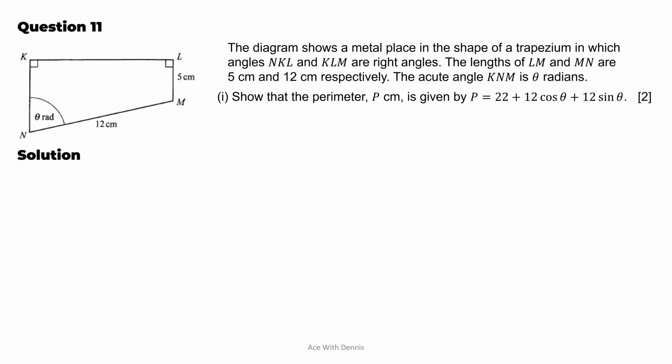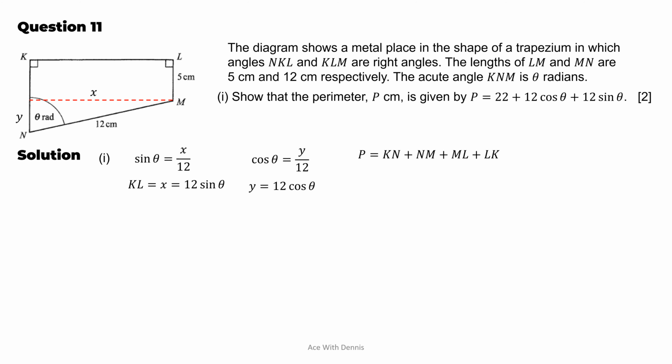Here's the solution. So the first thing is this dotted line. We label this length as x and this length as y. We can form a right angle triangle here. So sine theta will be x over 12, so KL equals x, and it is 12 sine theta. Cosine theta equals y over 12, so y is 12 cosine theta.